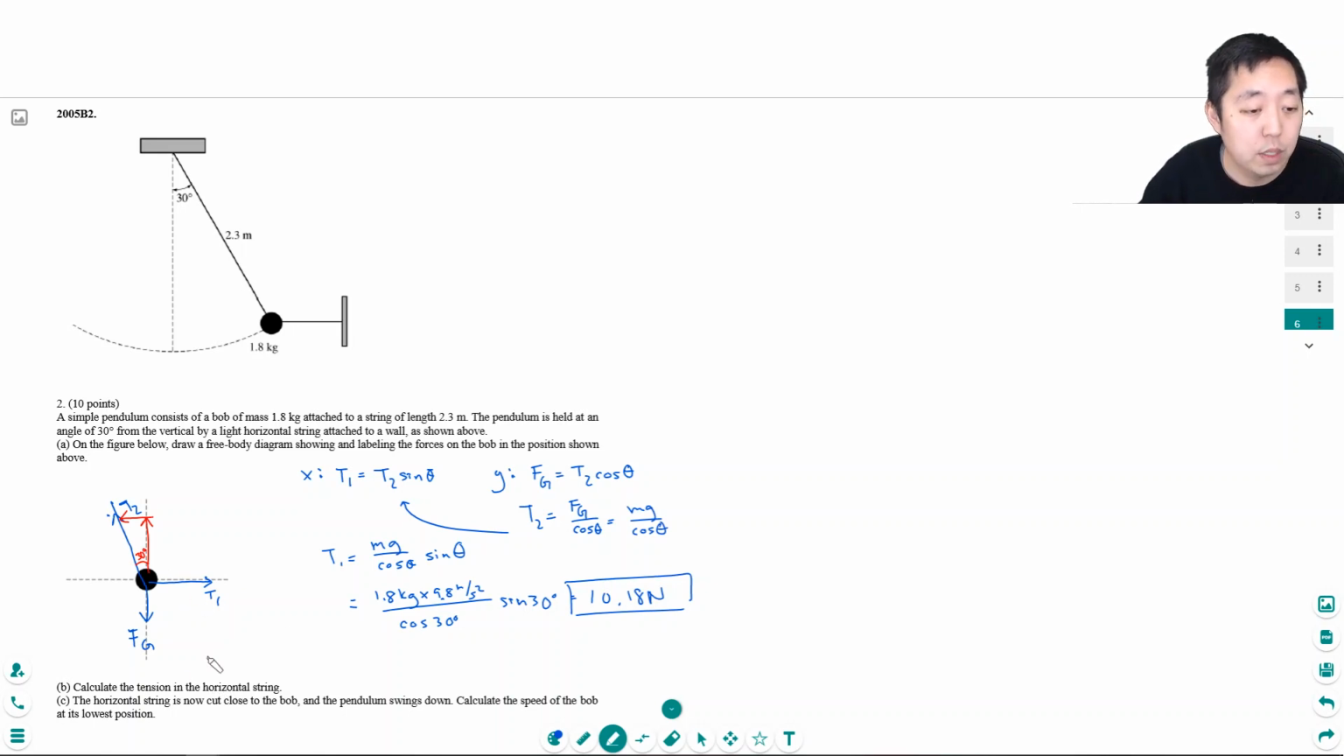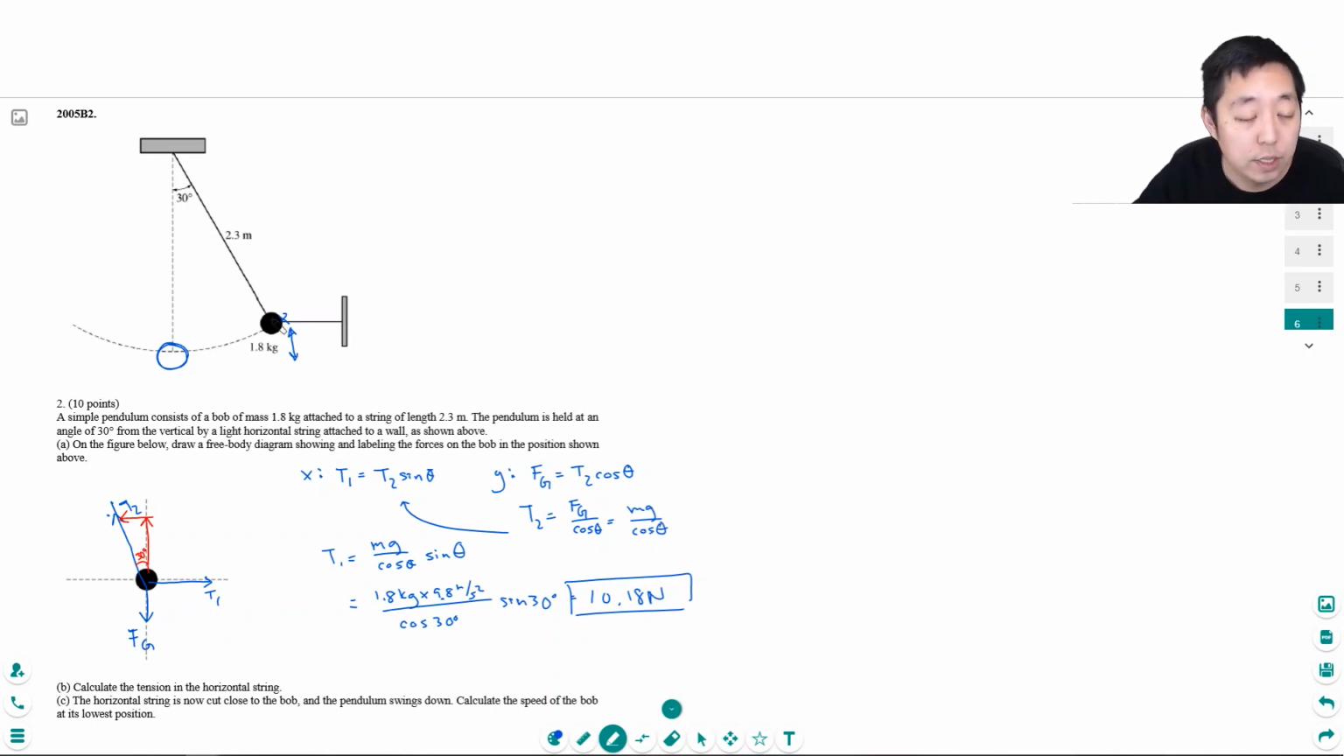The horizontal string is now cut close to the bob. So we're going to cut here, and the pendulum swings down. Calculate the speed of the bob at the lowest position. This is a tricky question. Basically, it has no kinetic energy right when I cut it, and it has all this potential energy. All this potential energy gets converted into kinetic energy as it falls. That's kind of how a pendulum or a spring or oscillation works. It's a conversion between potential energy and kinetic energy.